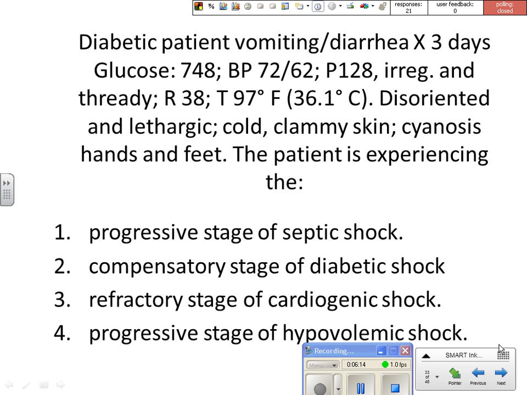But are they in the refractory stage? Can we bring them back? Probably. Refractory stage means he's going to die no matter what we do. That's the final stage. So we're in the progressive stage, and then we have to determine, okay, are we progressive of septic, or are we progressive stage of hypovolemic? So there's two ways you can approach these types of questions. Figure out what stage they're in, or figure out what type of shock they're in, and then do your process of elimination. So the correct answer is he's in the progressive stage of hypovolemic shock.